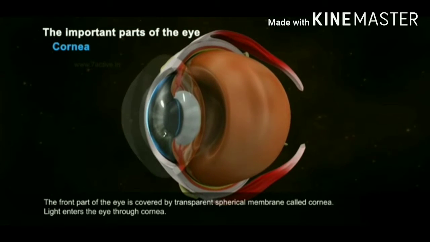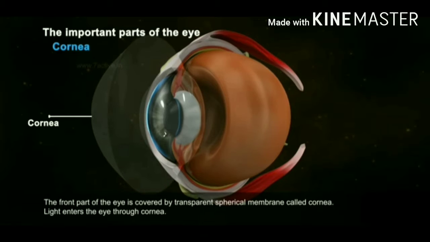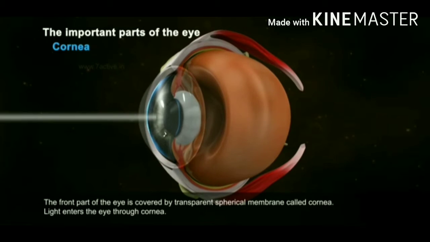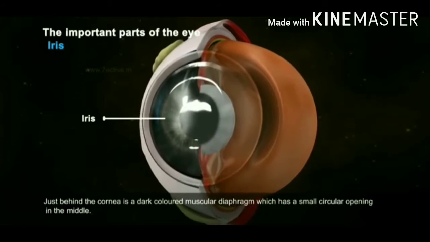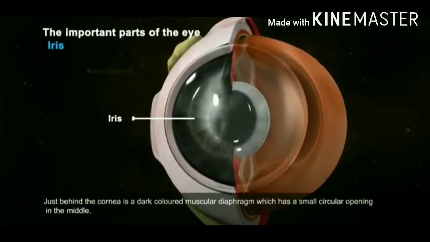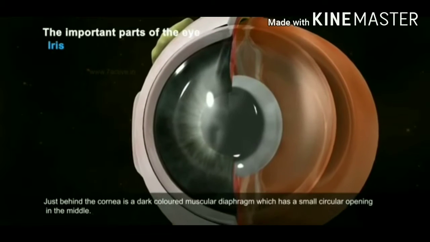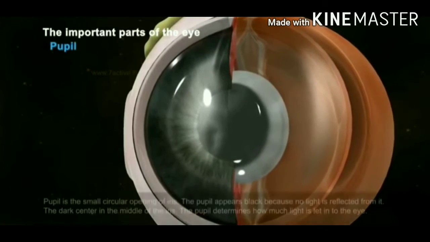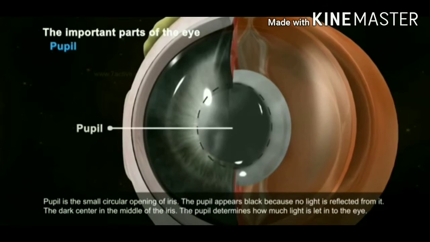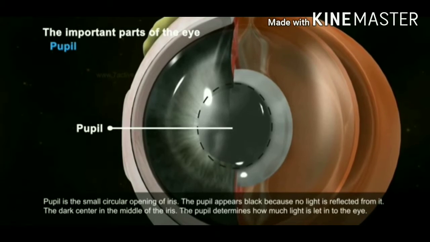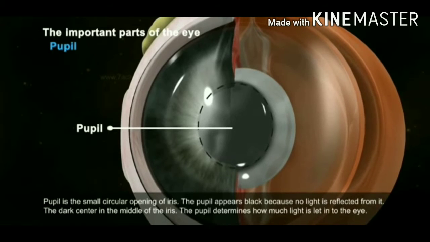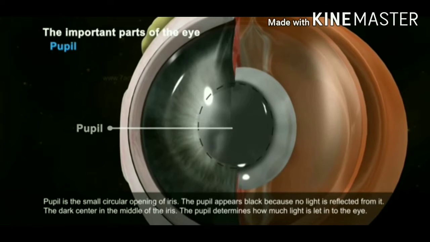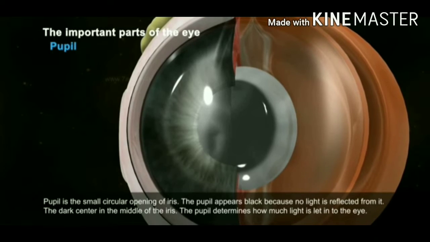The front part of the eye is covered by a transparent spherical membrane called the cornea. Light enters the eye through the cornea. And then the iris. Just behind the cornea is a dark colored muscular diaphragm, which has a small circular opening in the middle. Then the pupil. The pupil is the small circular opening of the iris. The pupil appears black because no light is reflected from it. The dark center in the middle of the iris. The pupil determines how much light is let into the eye.